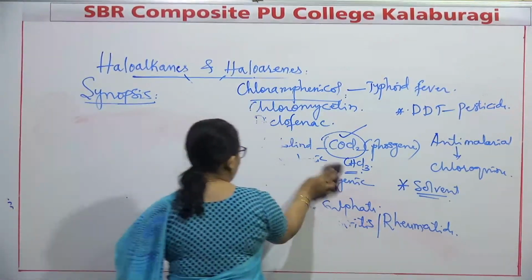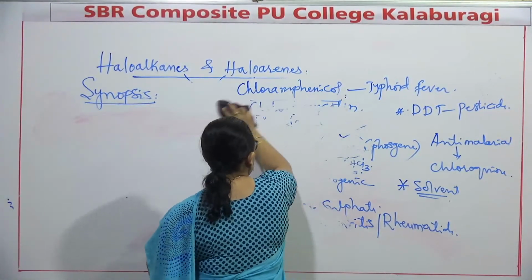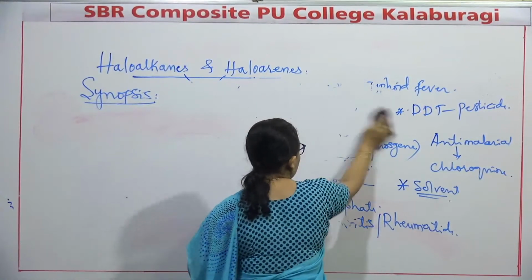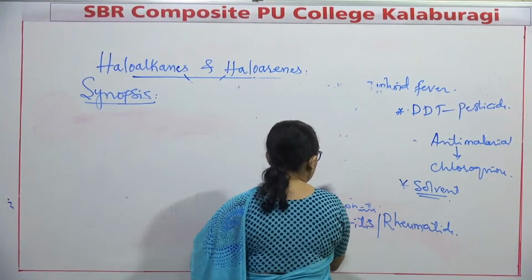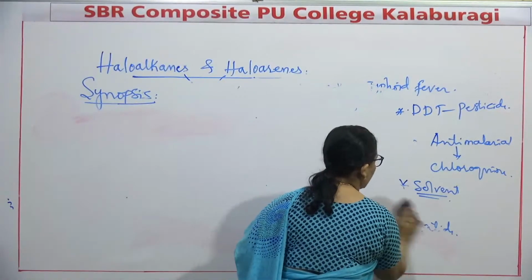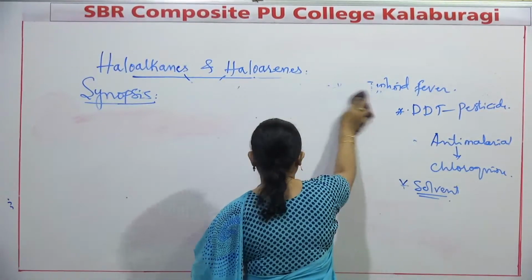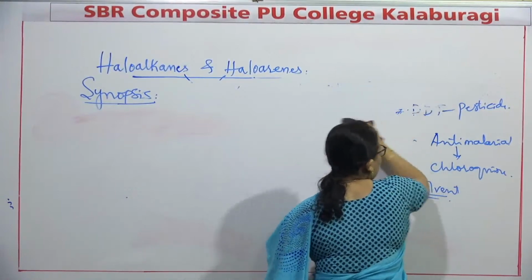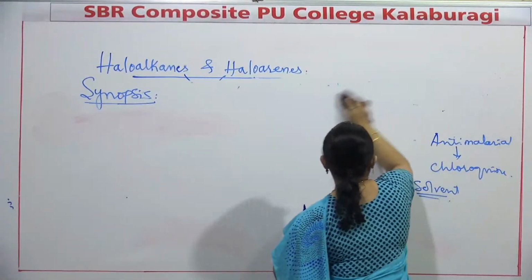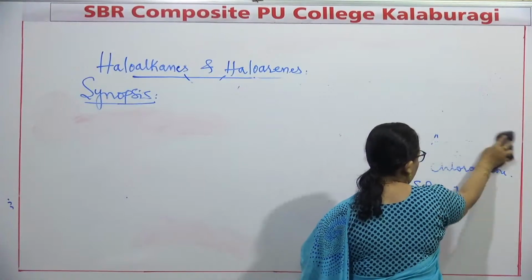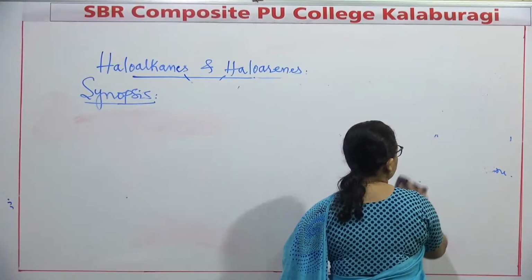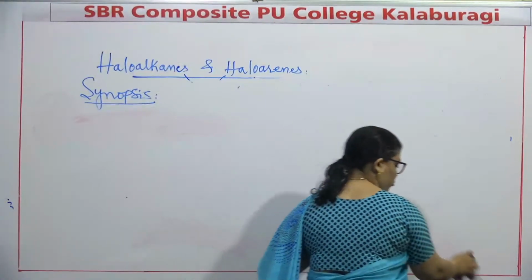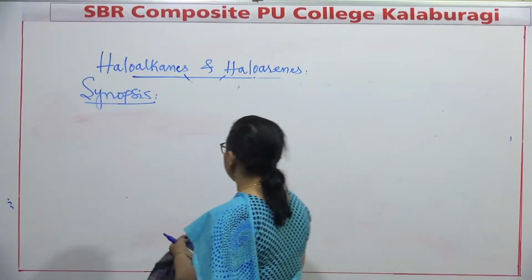Whatever applications I have given here related to haloalkanes and haloarenes, read them once and remember one thing. As I said, HCQS, hydroxychloroquine sulfate, is not mentioned in the NCERT book, but it is a recent update. We can expect the question in 2021, that's why you need to prepare. Phosgene they have asked many times. Even halothane they have asked many times in competitive exams.